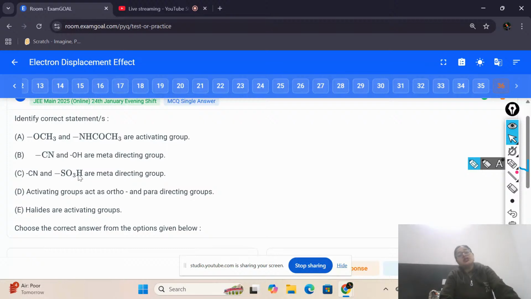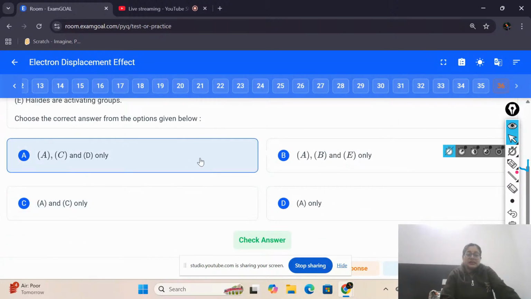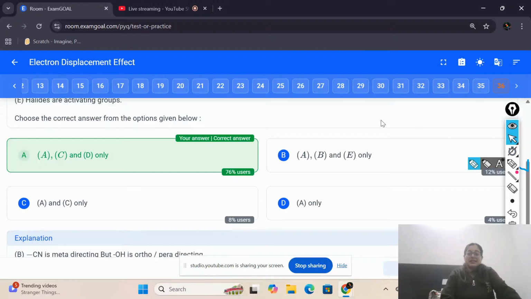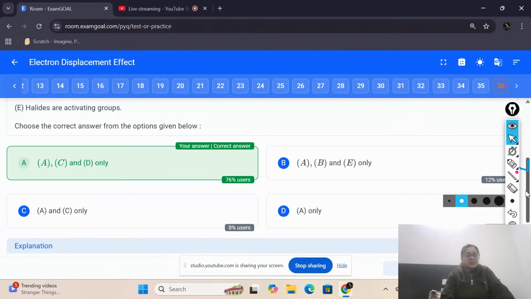CN and SO3H are meta directing groups. Yes, correct. Activating groups act as ortho or para directing groups. Yes, it is also correct. So A, C, D are correct. Halides are activating? No, halides are deactivating groups. So A, C, and D, the first option, is correct.